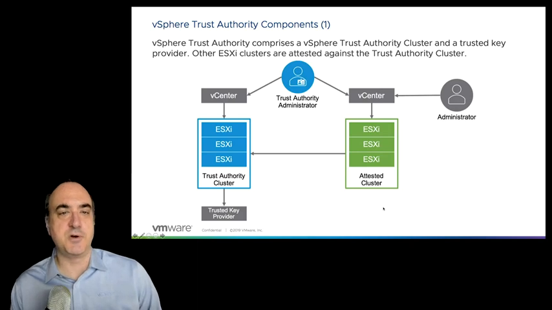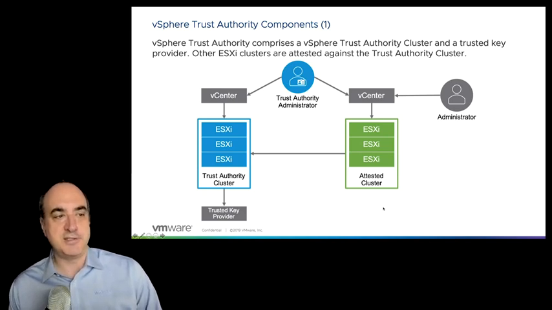So take a look at what the components are. Basically, you have what's called the trust authority cluster. This is that small 3-node cluster that is running with its own vCenter server, where the special trust authority admin has access to that cluster and nobody else, right? Nobody else is going to log into that 3-node cluster. Very, very few people are going to log into it.